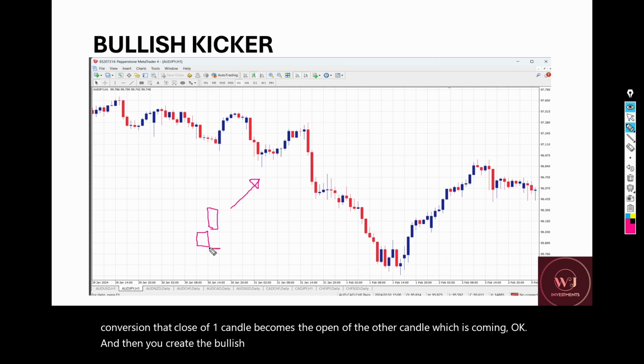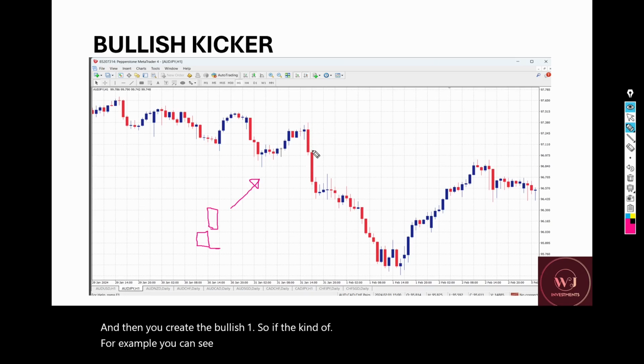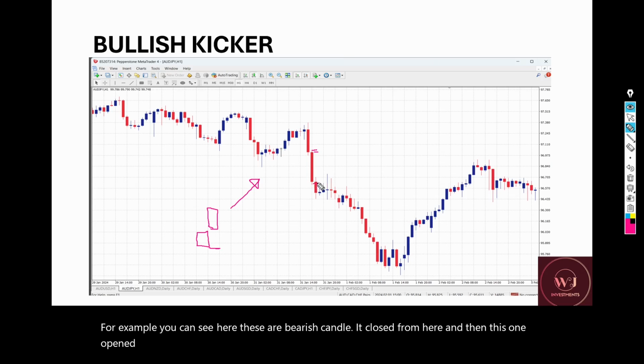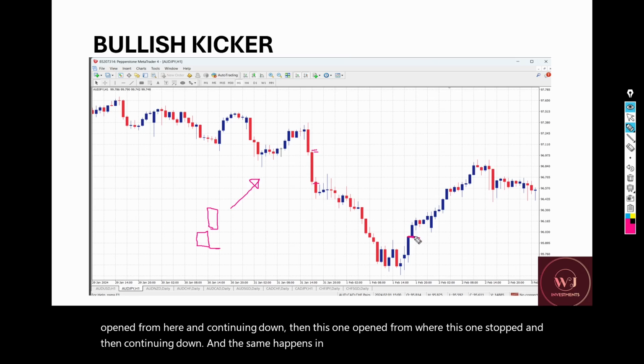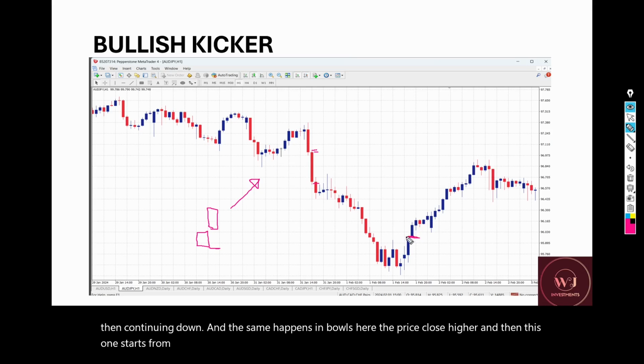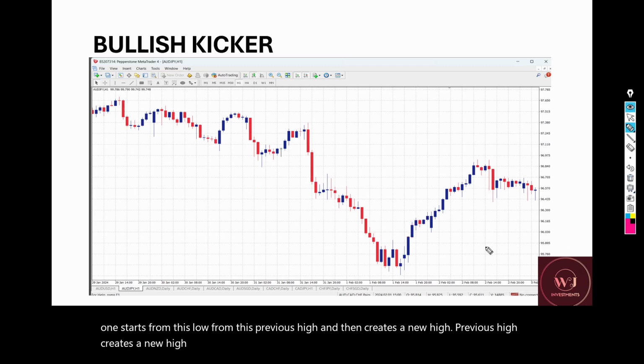So if the candle, for example, you can see here, there's a bearish candle. It closed from here, and then this one opened from here and continued down. Then this one opened from where this one stopped and then continued down. And the same happens in bulls. Here, the price closed higher, and then this one starts from this previous high, and then creates a new high. Previous high creates a new high. Okay, so those ones, they create the uptrend.